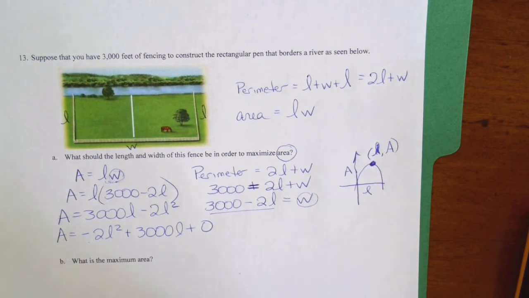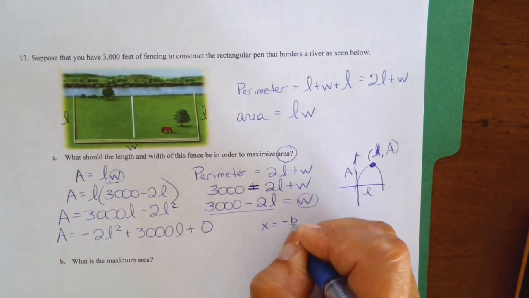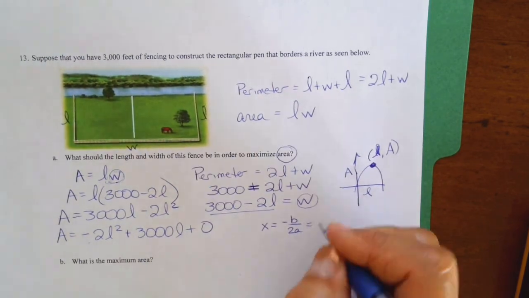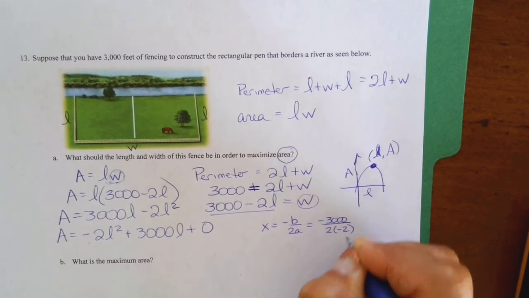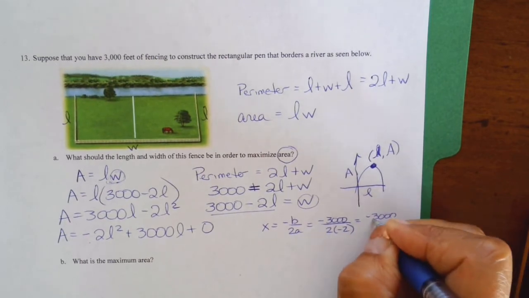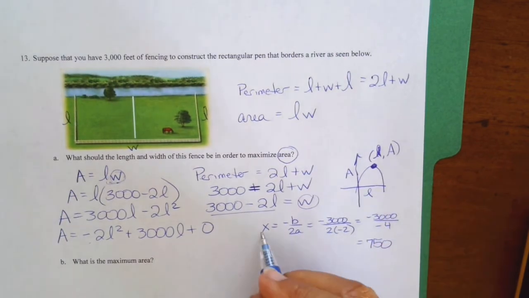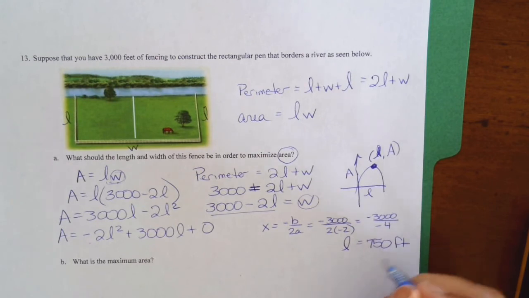All right, or since we just want to find the length and the width, I could use the fact that x equals negative b over 2a. This is easy to do by hand, so negative 3,000 over 2 times negative 2, right? That's the a value. So that's negative 3,000 divided by negative 4, so that's 750. And remember, x is L, right? So the length is 750 feet, so you can now find the width.